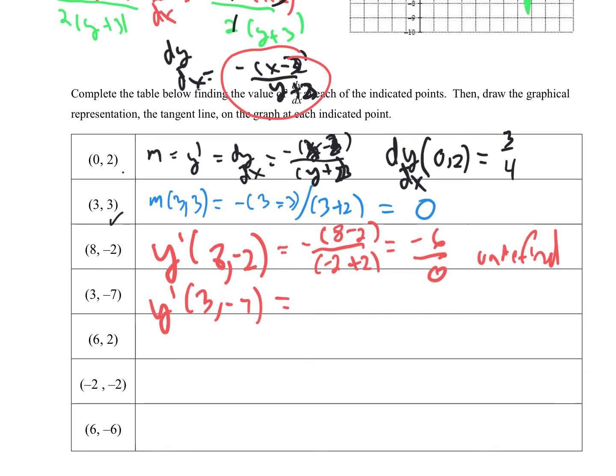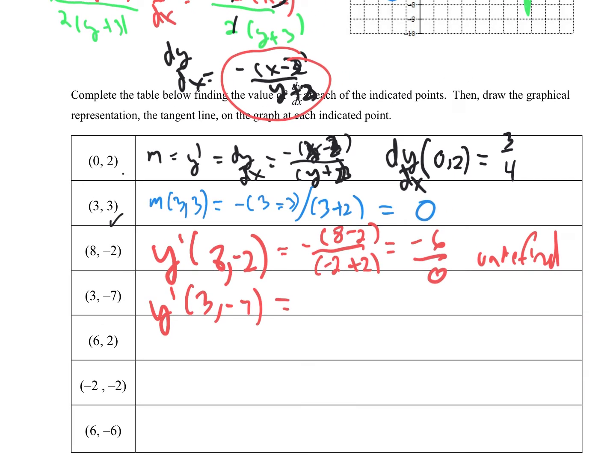Plug it into the same derivative formula. Negative of a 3 minus 3 over, why am I working so hard? Negative 7 plus 2 is a negative 0. It's a 0 again, regardless of the denominator. Oh, do I want to do one more?